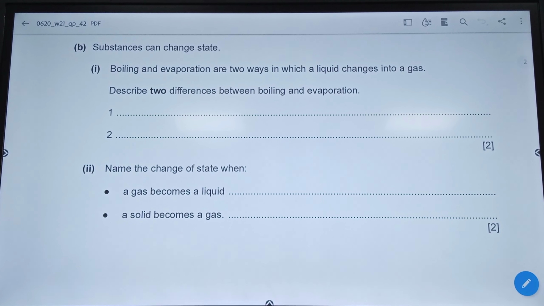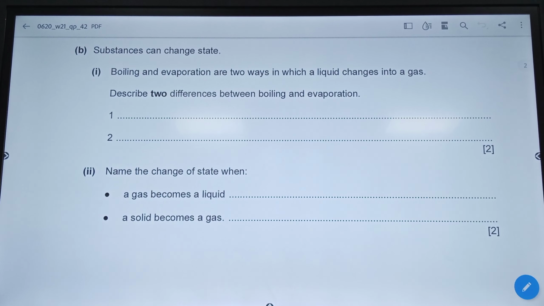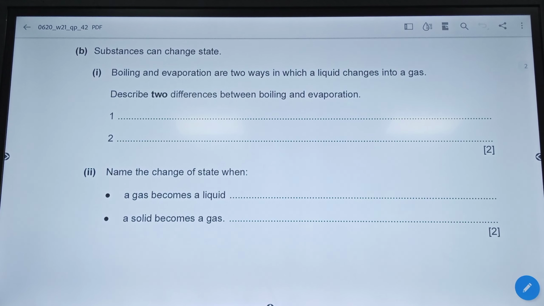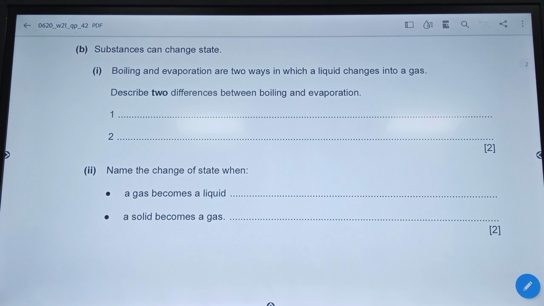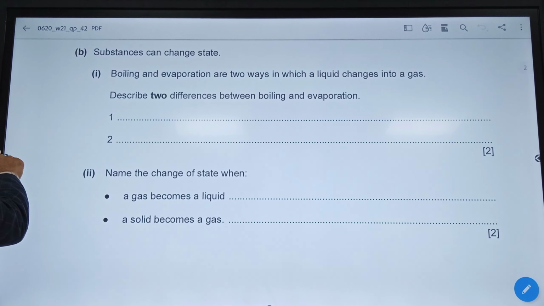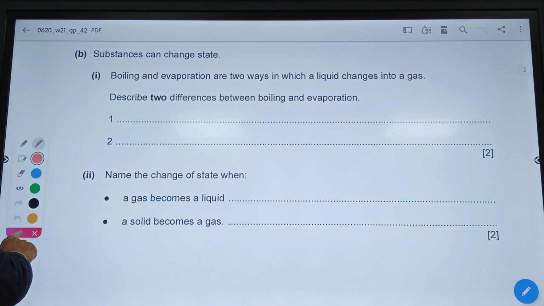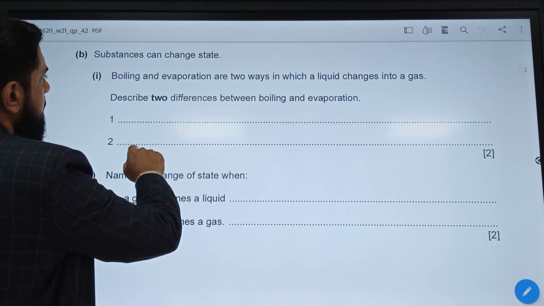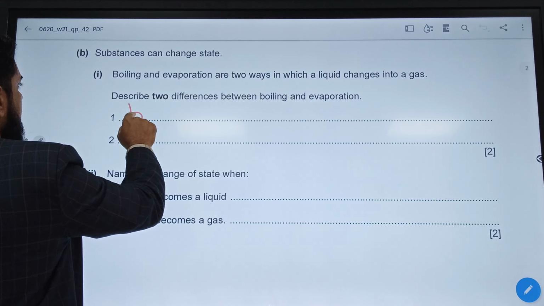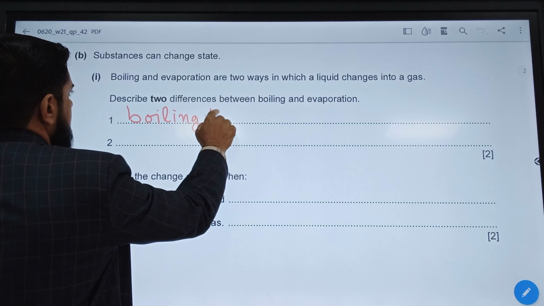In here it says substances can change state. Boiling and evaporation are two ways in which a liquid changes into a gas. Describe two differences between boiling and evaporation. So write or try to write in a comparative way, like we can say boiling takes place at fixed temperature.